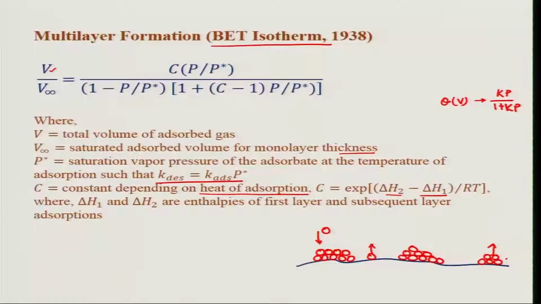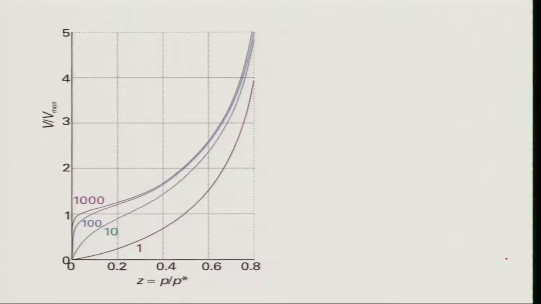Now, if we plot this curve for different values of C, you can see that if the pressure is low, it can only form one monolayer, because this is the saturation volume of one monolayer and this is the total volume. So, it will reach 1, but if you increase pressure, it can reach many multilayers. Okay. So, this is the BET isotherm.